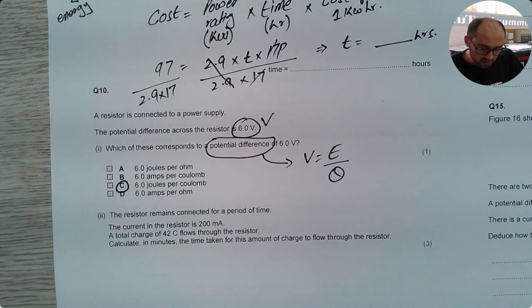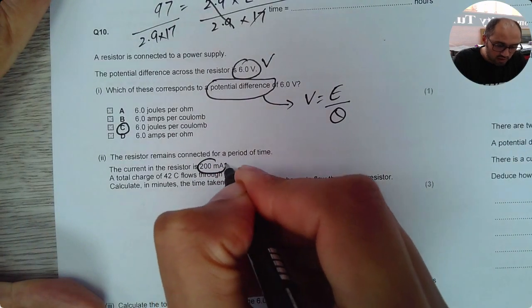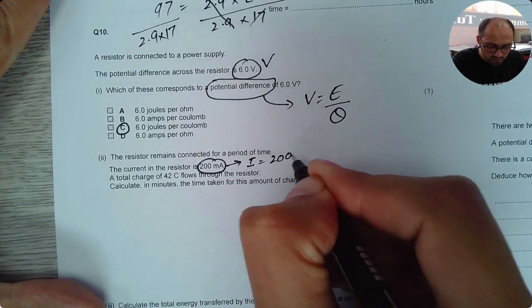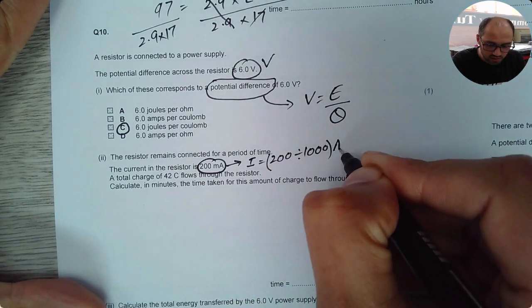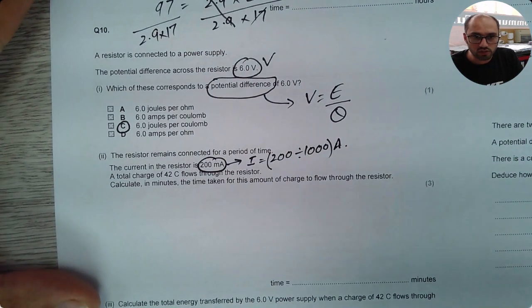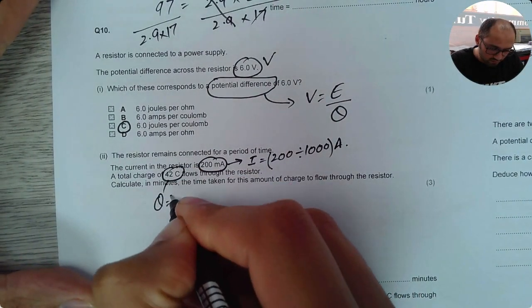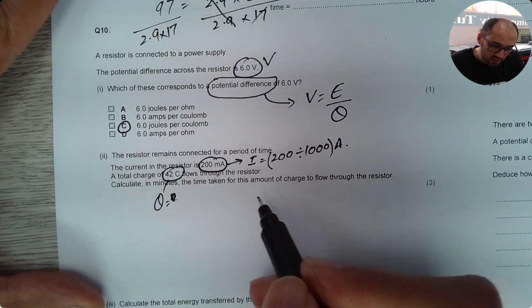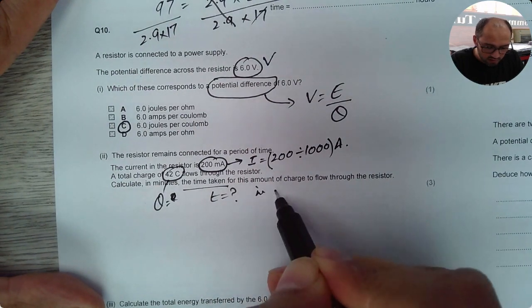Next question says the resistor remains connected for a period of time. The current in the resistor is 200 milliamps. Again, I'll have to do a conversion. This is the value of I, but I can't use it in this form. I'll have to change it into amps, and for that I'll have to divide it by 1000. A total charge of 42 coulombs. This is the value of Q, and it says calculate in minutes the time taken. So we need to work out the value of T in minutes.